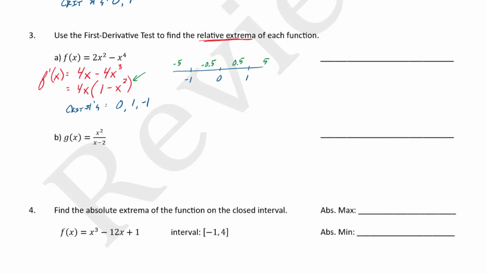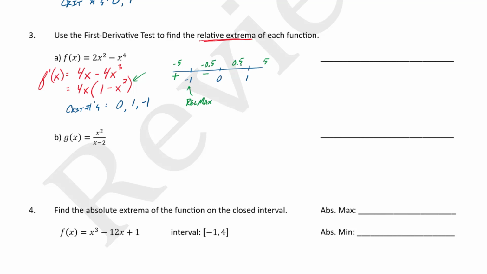Plug in -5, the number in front of the parenthesis would be negative. The number inside the parenthesis also would be negative, so that means that would come back positive, so that would be an increasing interval. Negative 0.5, what's outside would be negative, what's inside would be positive, so that makes a negative, which then means at this value, if it switched from increasing to decreasing, that should have created a high point on the graph, so that would be a relative max. Go ahead and move on to the next one.